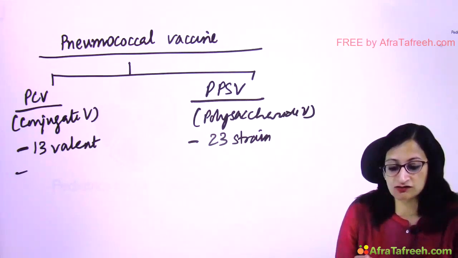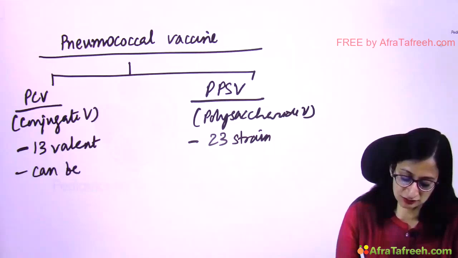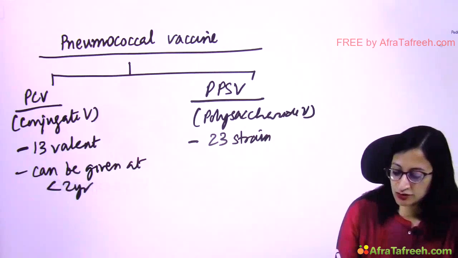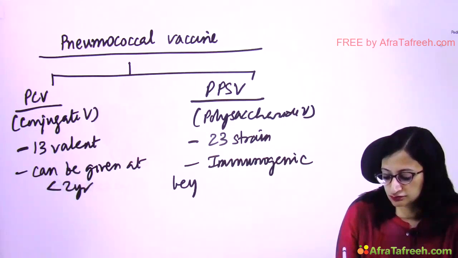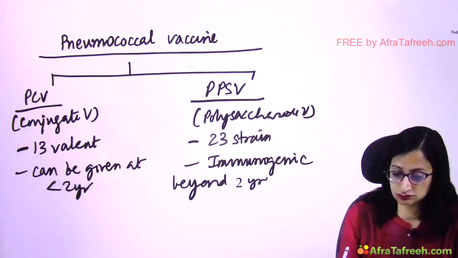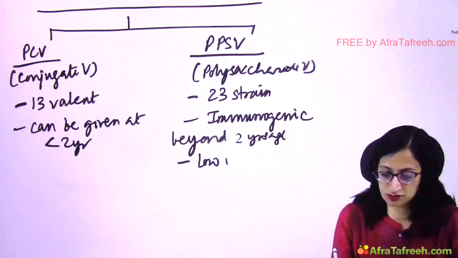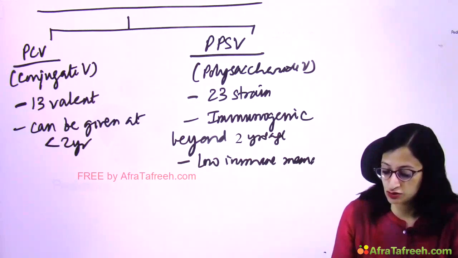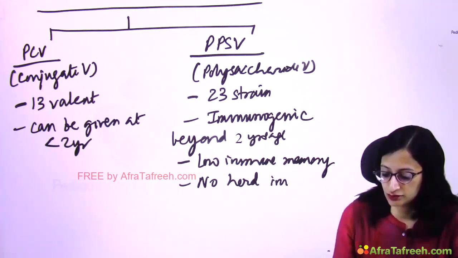But you know, this pneumococcal conjugate vaccine can be given even at less than 2 years of age. But pneumococcal polysaccharide vaccine is immunogenic only beyond 2 years of age. Okay, and it has got low immune memory and does not provide herd immunity also. Low immune memory, no herd immunity.